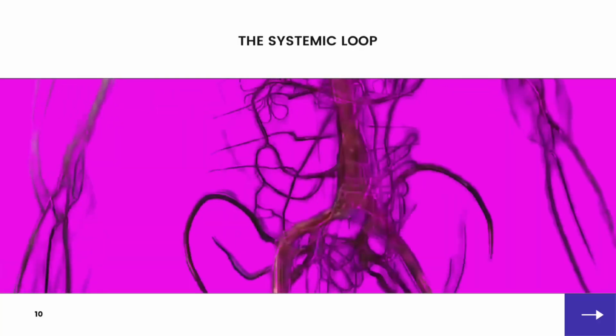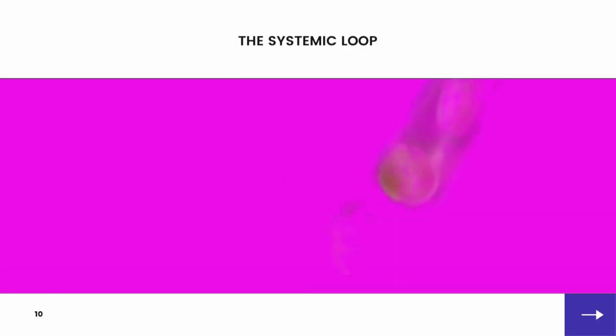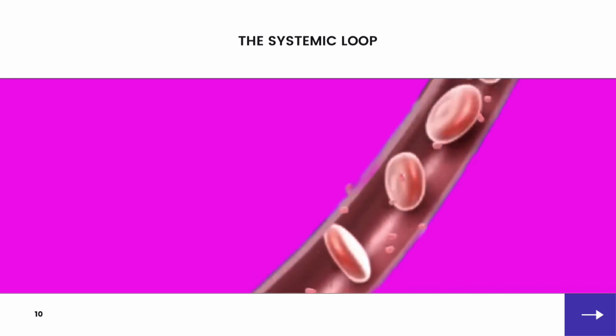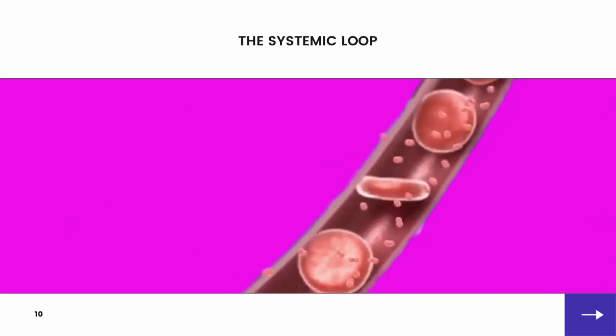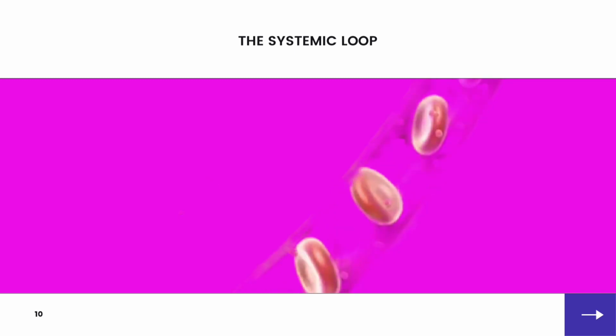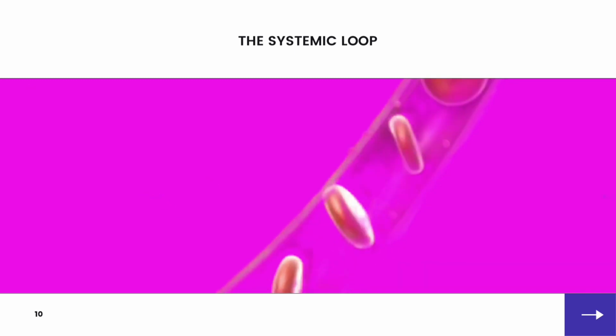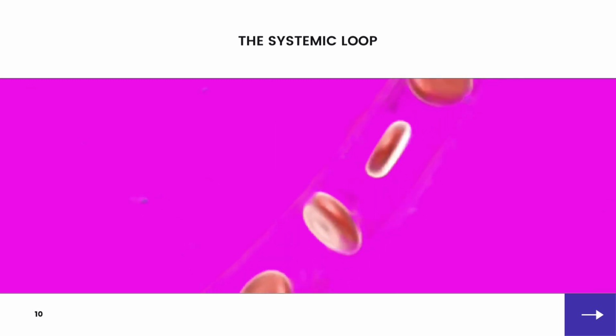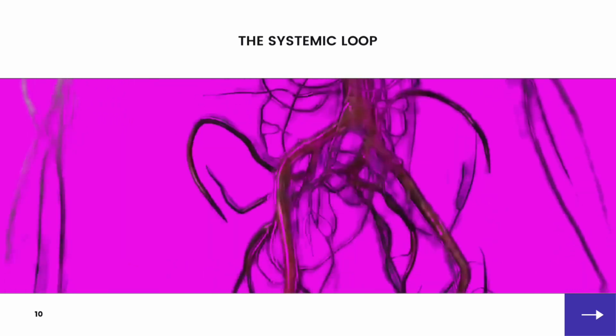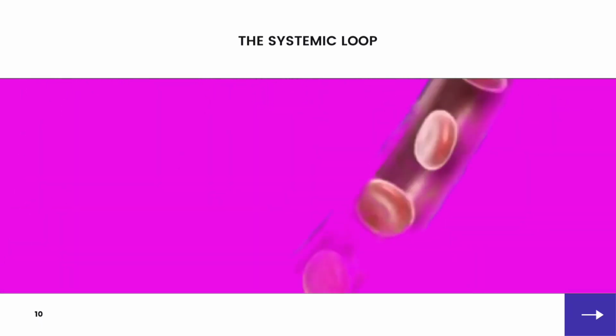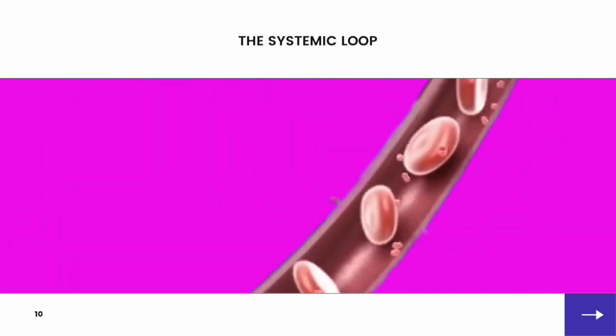The systemic loop. The systemic loop consists of the left ventricle of the heart pumping oxygenated blood through the aorta, which is the largest artery in the body. After leaving the aorta, the blood travels through the systemic arteries before entering the arterioles and capillary beds that supply the various tissues throughout the body.